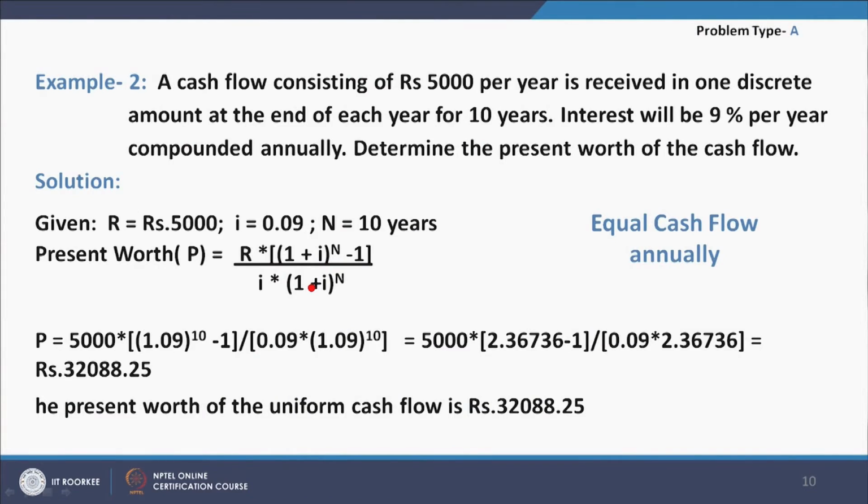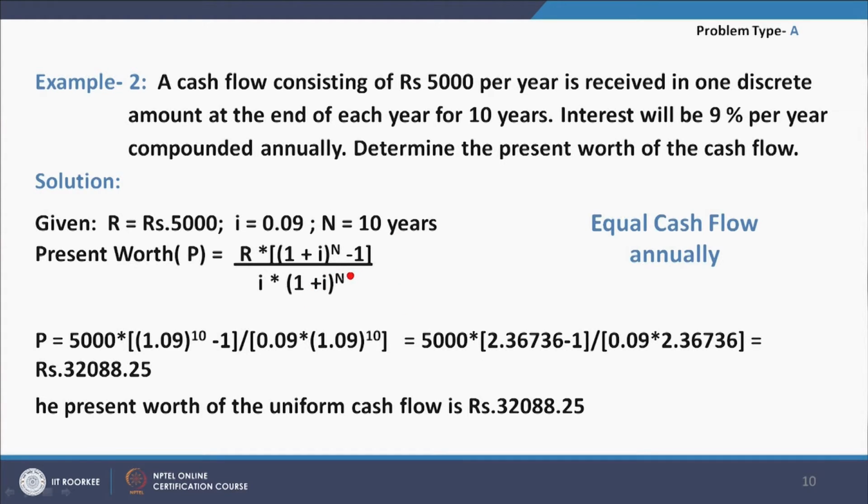So, given is R, or say A, is equal to 5,000. Here we are representing A with R, I equal to 0.09, N equal to 10 years, because this is an annuity problem. So, present worth will be R in the brackets (1 plus I) to the power n minus 1, divided by I into (1 plus I) to the power n. So, this is the formula for finding out the present worth.